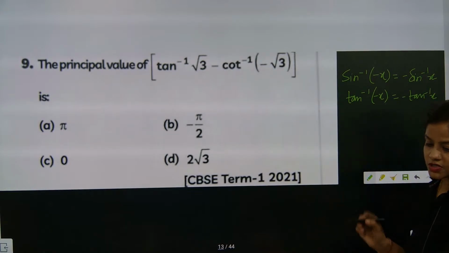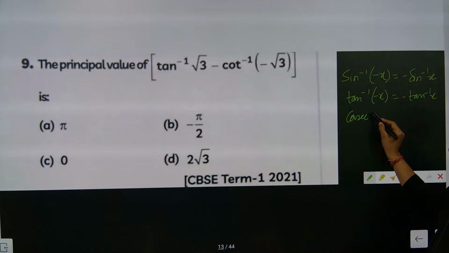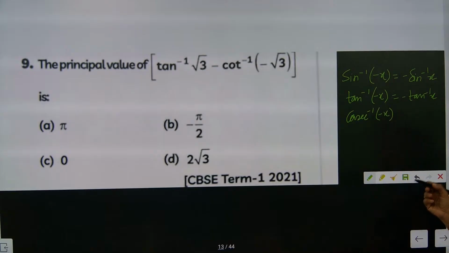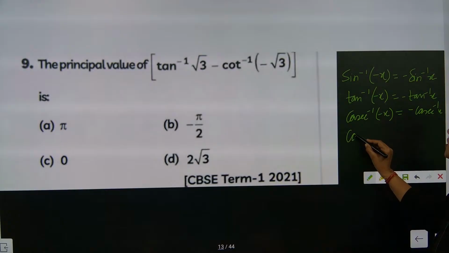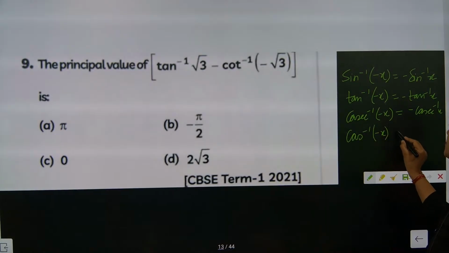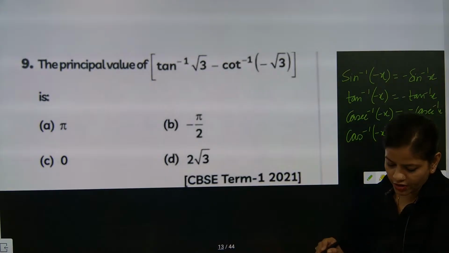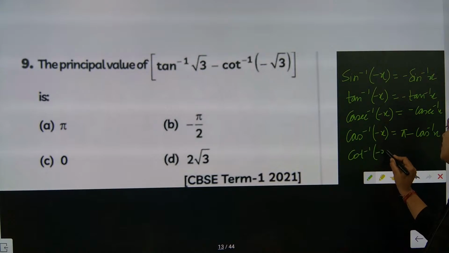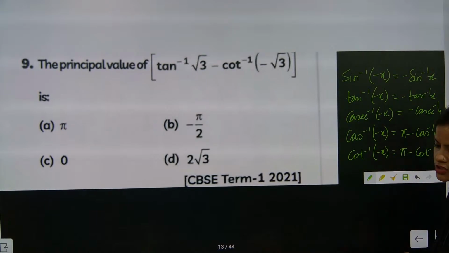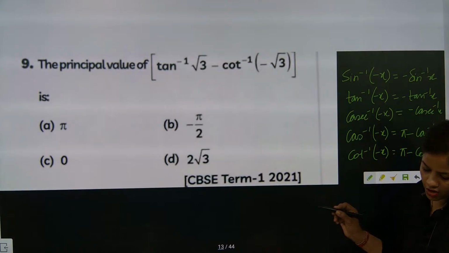Now cosecant inverse of minus x means again you can say minus cosecant inverse x. But when it comes to cos inverse of minus x, please remember, it will become pi minus cos inverse x. This is important. When it comes to cot inverse of minus x, it will become pi minus cot inverse x. Understood?